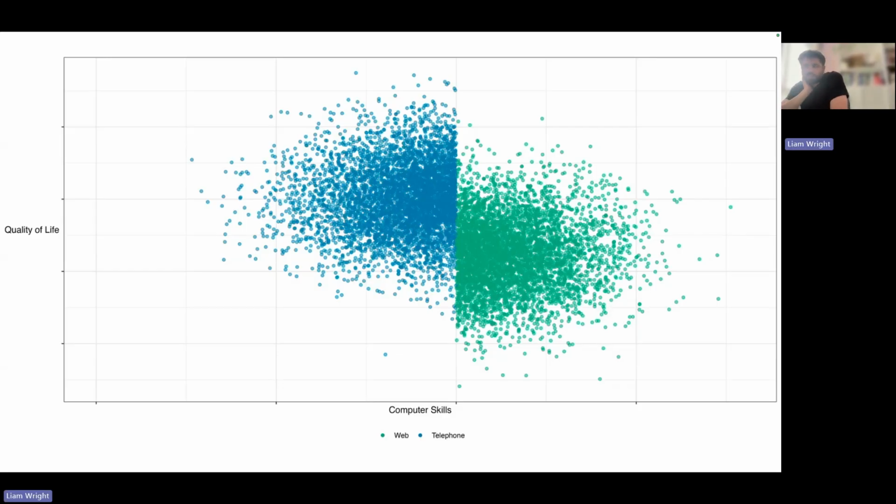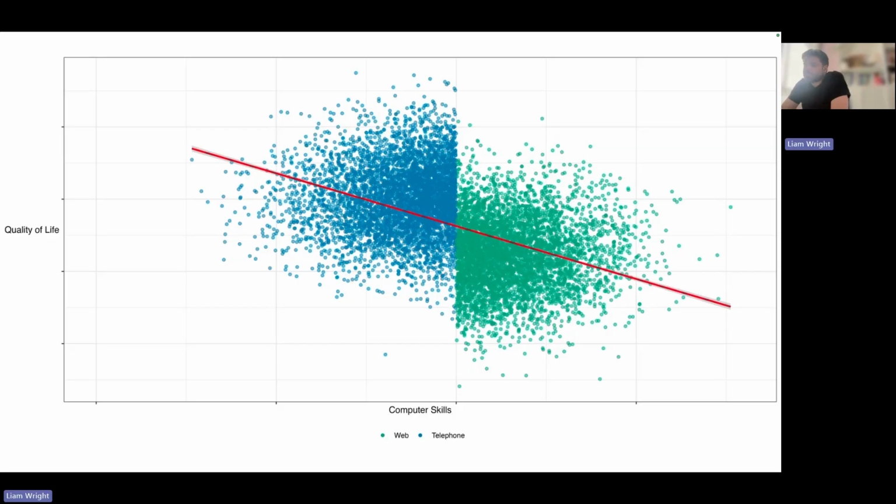For instance, if you have higher than average computer skills, you might respond by web rather than telephone. Then we also have quality of life, which isn't subject to mode selection, but is subject to a mode effect. People in the telephone mode, because it's non-anonymous, might report higher quality of life than they would have done if they were in the web mode. If we then run a regression line between the data points, keeping people in the mixed mode data, data from both modes, you see a negative association.